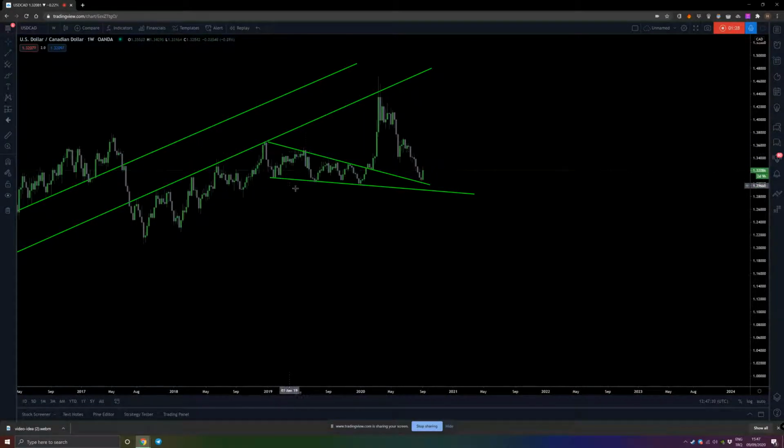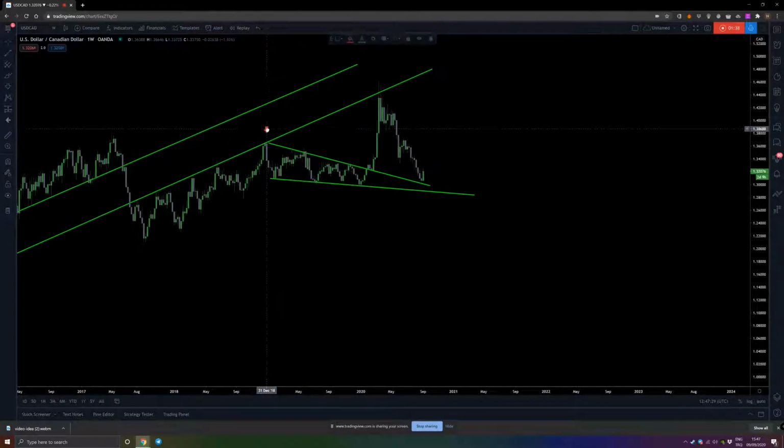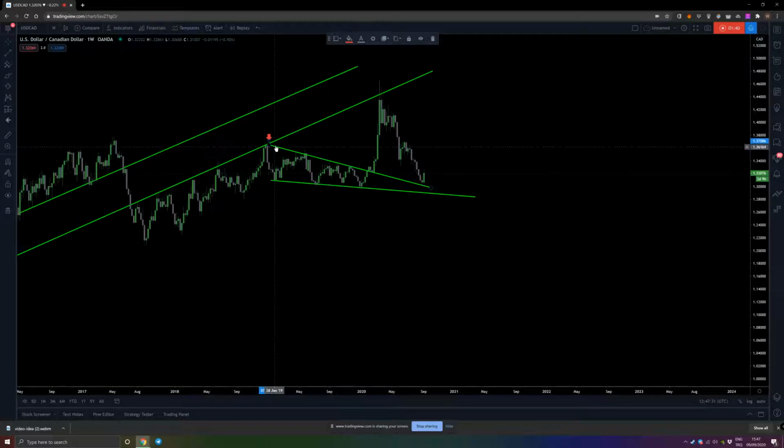It looks like we had some type of a triangle. Okay, and this, of course, turned out to be a resistance. It was a great place to sell, of course, along with other things, because why? We had this here, and of course, I wouldn't just sell according to this, but this level seems to be holding pretty good. And now it did a lower high, lower high, lower high, lower high.